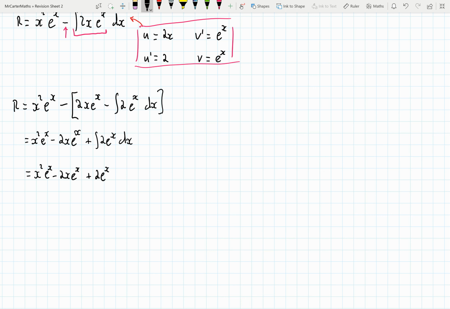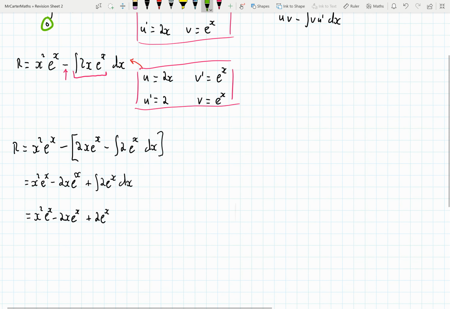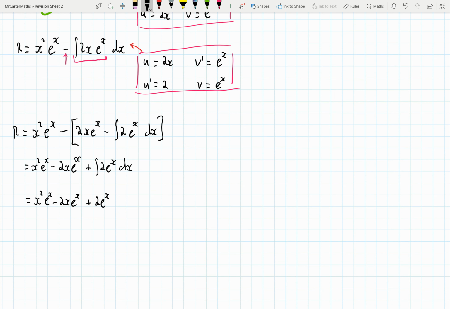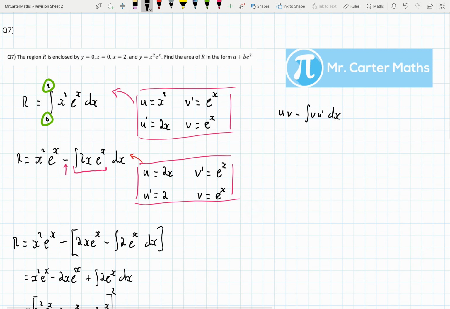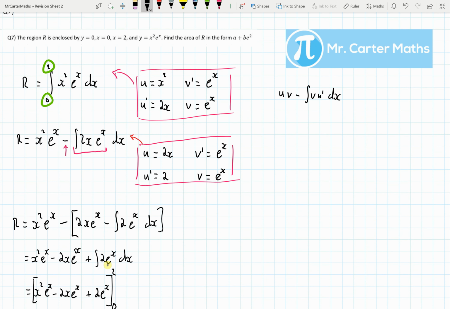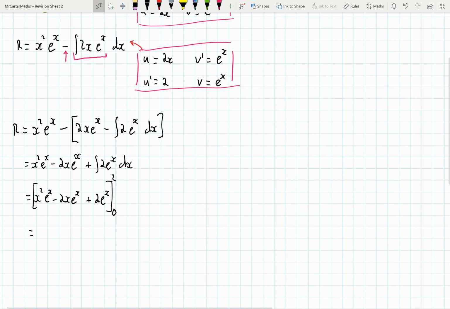Feels like I'm finished. I've just got to bear in mind that actually right at the top I had some bounds. It's not unusual that you'll drop bounds while you're doing by parts, but you've got to remember to pick them back up. So I'm looking at this between 0 and 2, and I want to sub them in to find some value. It's asked for it in exact form, so I can't just type this into my calculator.